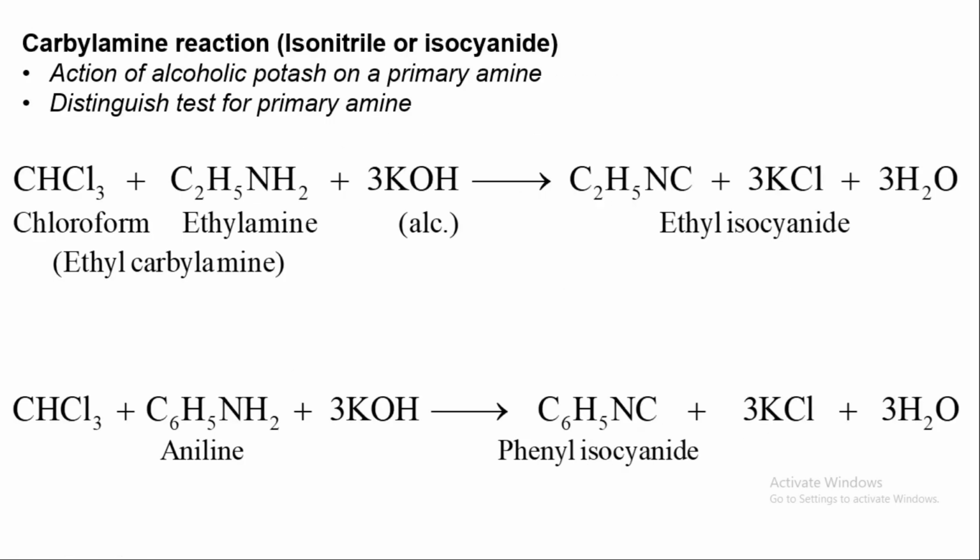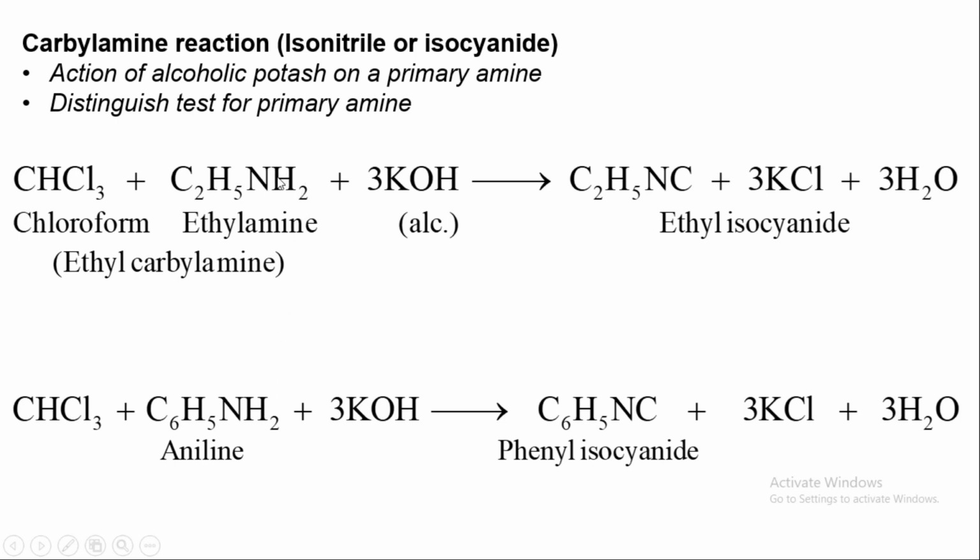Now this chloroform is used in the distinguishing test of primary amines. When chloroform is reacted with primary amines, whether aromatic or aliphatic, in presence of alcoholic potash, or potassium hydroxide, we will get C2H5NC, known as ethyl isocyanide or carbylamine. It has a specific odor, due to which we can easily identify it. Instead of a primary amine, if we take aniline, we will also get phenyl isocyanide. So this is known as the carbylamine test.